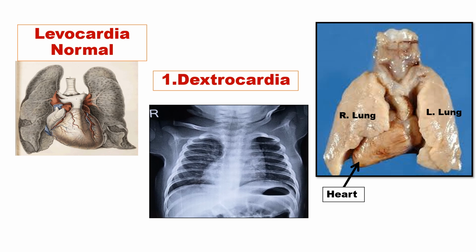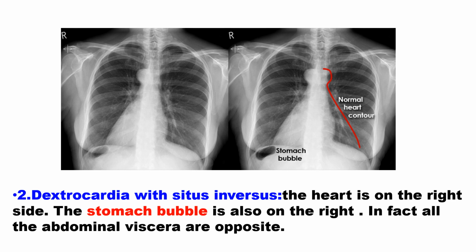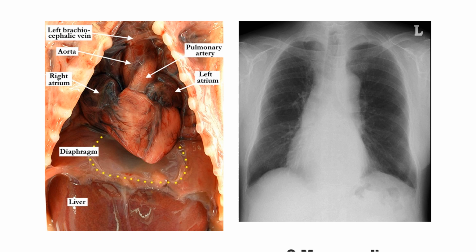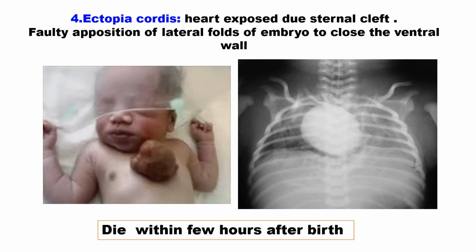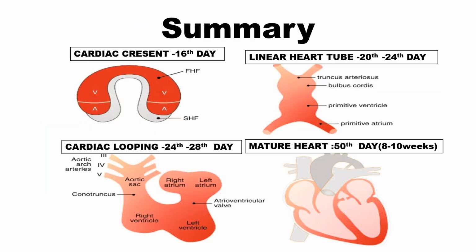Levocardia, normal. Dextrocardia, heart on the right side. Dextrocardia with situs inversus, heart on the right side, showing the stomach bubble also on the right side. In fact, all the abdominal organs are opposite. Mesocardia, apex inferiorly. Ectopia cordis, heart exposed due to a sternal defect, and this is mainly due to the faulty apposition of the lateral folds of the embryo to close the ventral wall. Babies die within a few hours after birth.